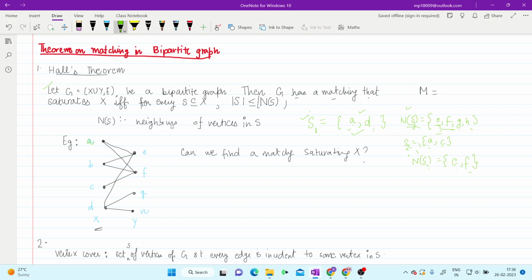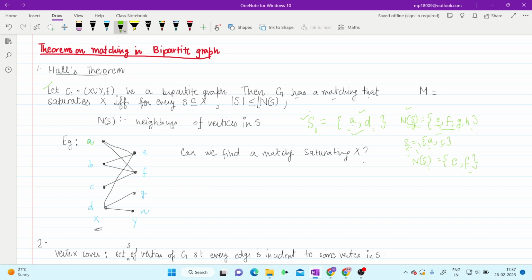But we want this condition to be satisfied for each subset of X. What does saturates mean? Can you explain? Saturates means that we have a matching which has some set of edges E1 to Ek, and saturating X means that each vertex of X should be present in one of the edges of M. So Hall's theorem is saying that if we have a bipartite graph, then G will have a matching that saturates X, that means a matching containing all the vertices of X, if and only if for every subset S of X the order of S is less than or equal to the order of the neighbors of S. So this is the necessary and sufficient condition.